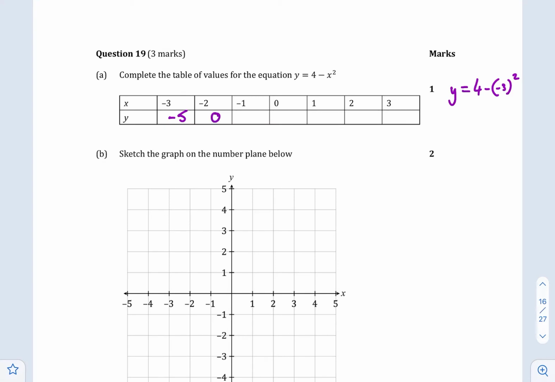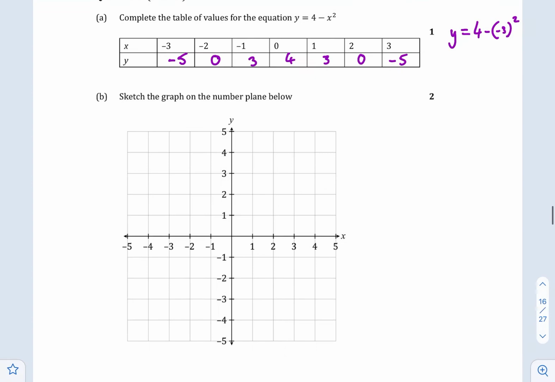If I put in -2, I get 0. If I put in -1, I get 3. With 0, I should get 4. Yep, 4. Put in 1, I get 3. If I put 2, I get 0, and you'll notice it's symmetrical there.